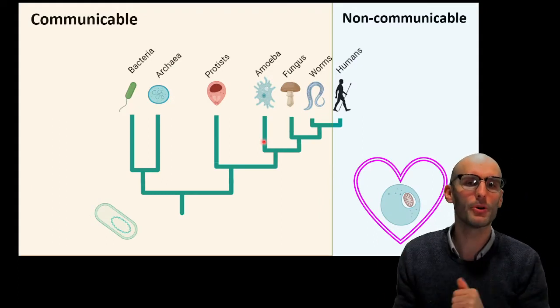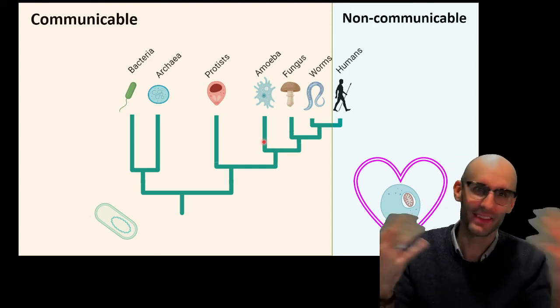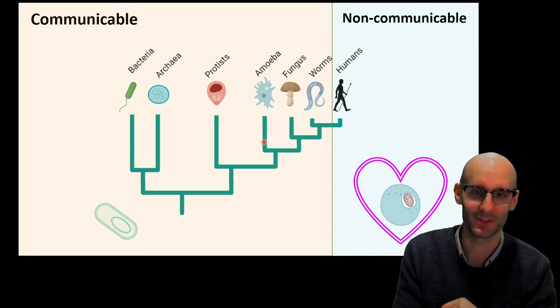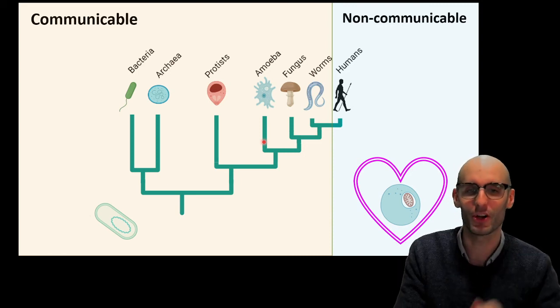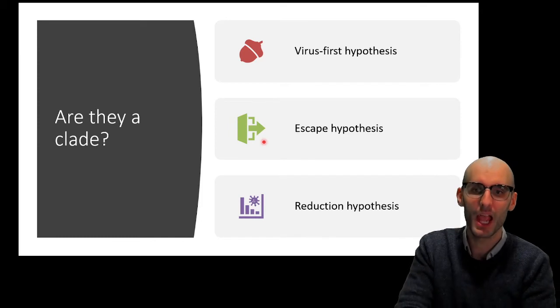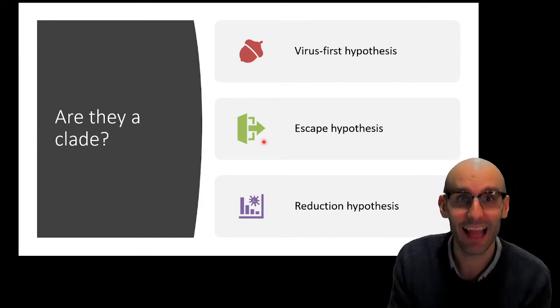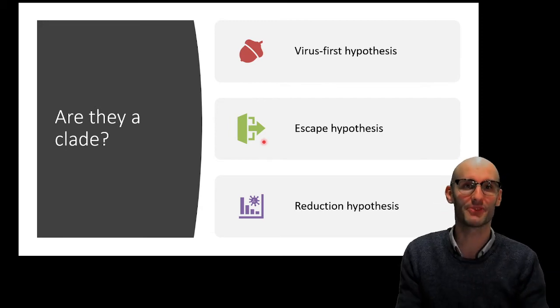Now, communicable or non-communicable? Obviously viruses are communicable, right? They're one of the easiest to spread diseases in the world. So it's a communicable disease. It's not one of those cancers or dementias that are non-communicable diseases. So are they a clade? Now, that's a really important question, right?